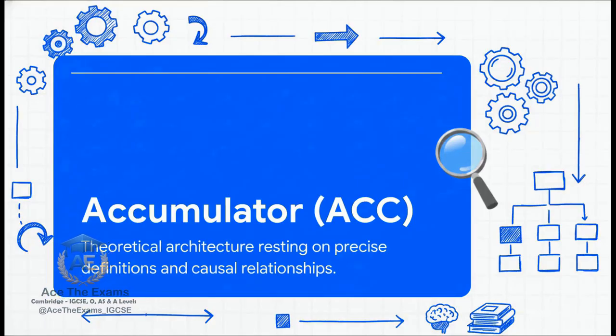The absolute most crucial thing to grasp here is that the accumulator isn't just a rote fact you can blindly memorize. Cambridge defines it as a theoretical architecture. So what does that actually mean for us? It means it rests on precise definitions, causal relationships, and integration with totally different areas of the syllabus. For example, when you execute an assembly language instruction, like loading a value, adding a number, and storing it back, the ACC is the beating heart of that entire causal chain.